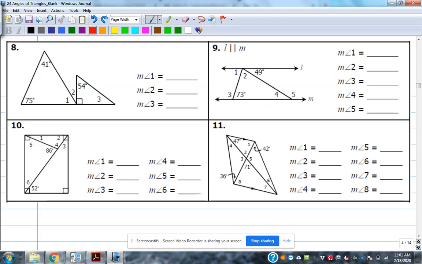All right. Number 8 gives us one of the angles that's not even in a triangle. That angle 2 is not even inside of a triangle. So that could pose a problem. Let's see if we can figure it out. What do we know?